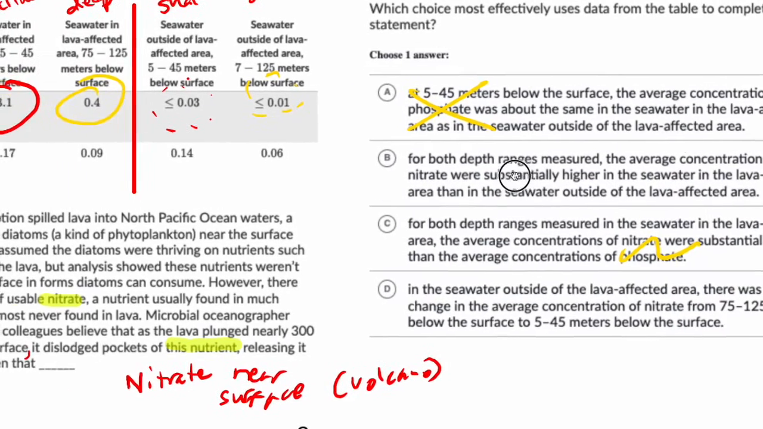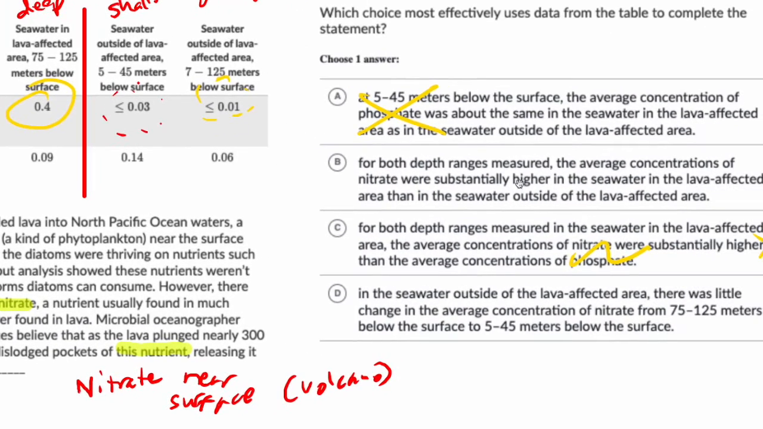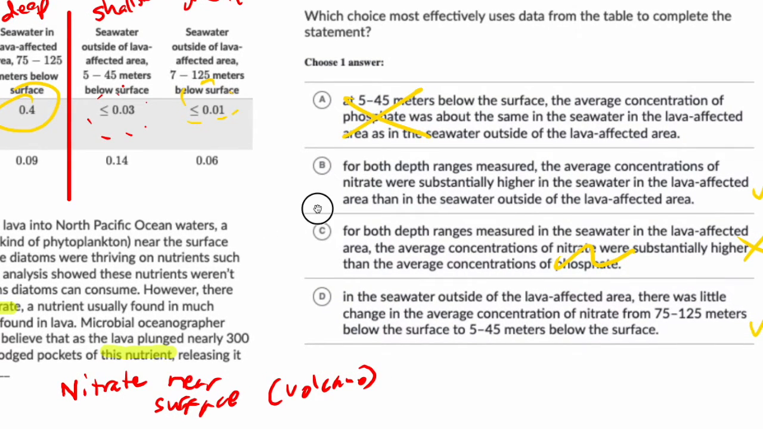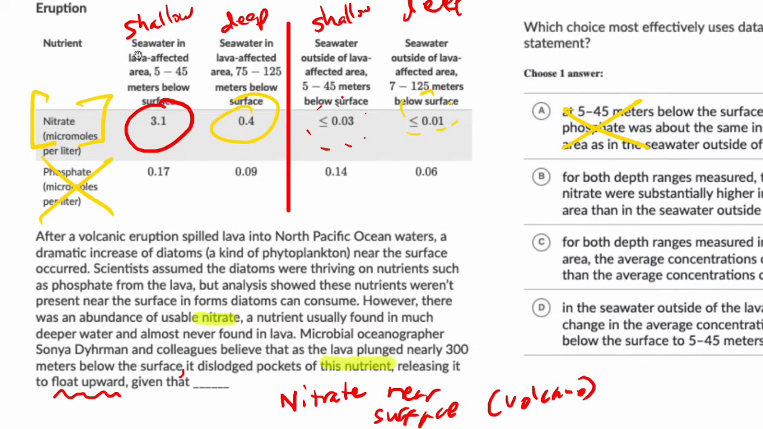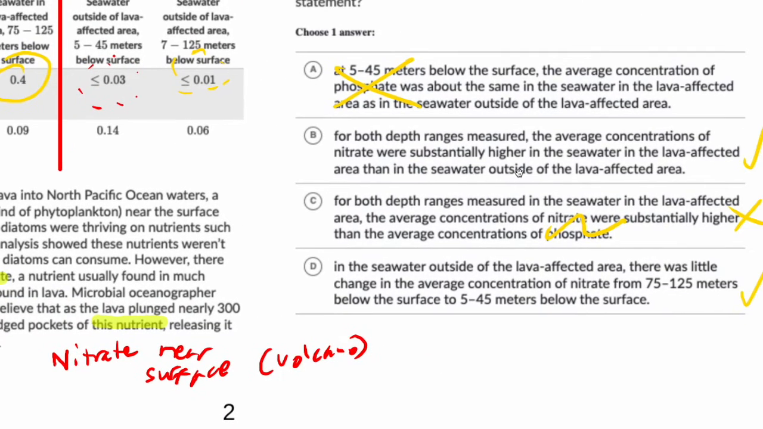So for both depth ranges measured, the one that I have circled in red and the one that I have circled in yellow, the average concentrations of nitrate were higher, substantially higher in the seawater in the lava affected area. So to the left of this vertical line, they were higher there than the unaffected area. So B is going to be correct here.